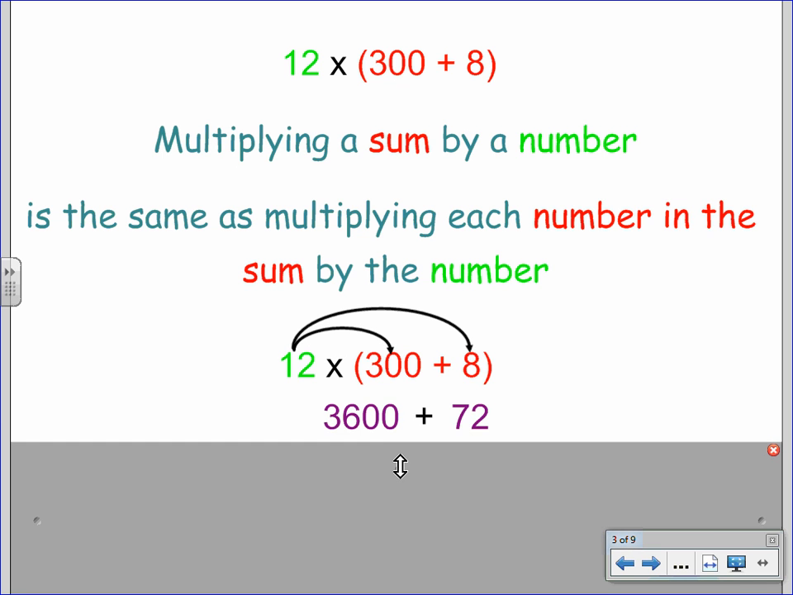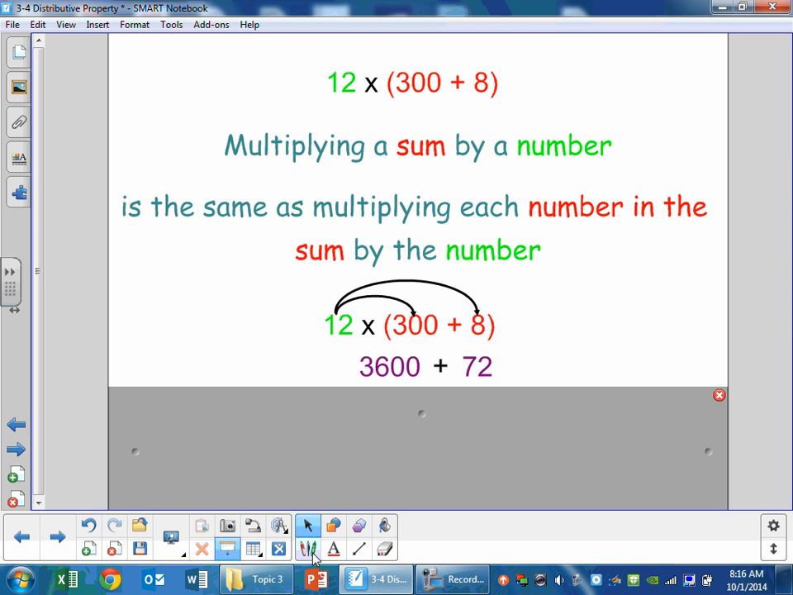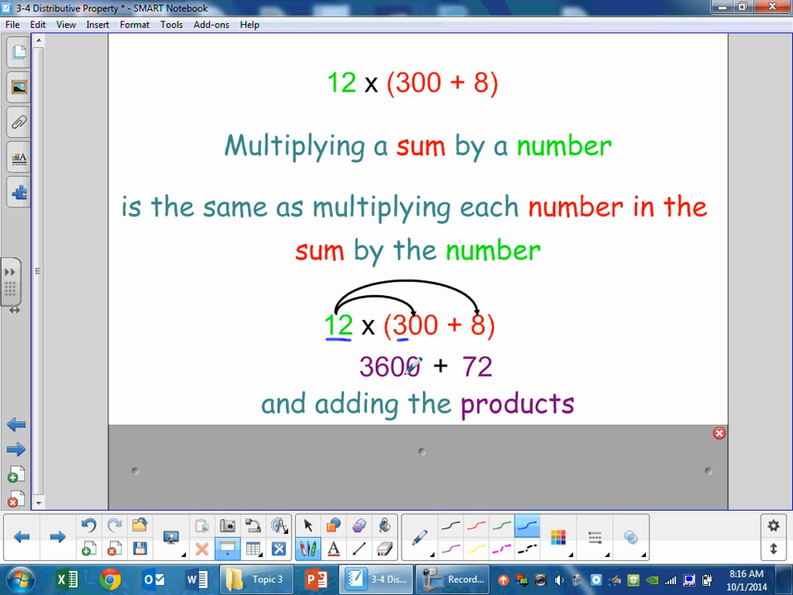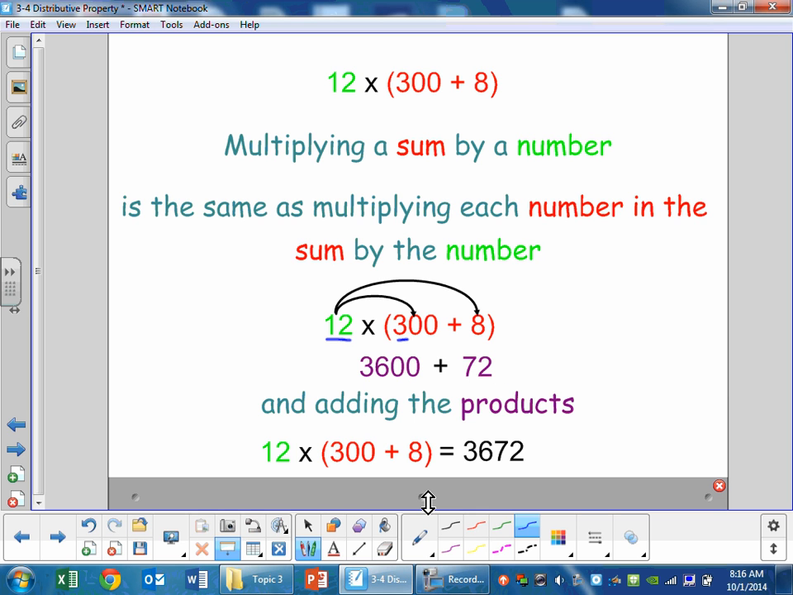All right, so we're going to do 12 times 300, and I'm going to go back to this screen, and this is where you use your knowledge of basic facts. So 12 times 3 is 36, and then I count my zeros in the factors, so I have 3600. And 12 times 8, I distribute this 12 to both numbers in the sum. 12 times 8 is 72. Then you add the products. So here's one product, here's another. I get 3,672. Okay, so multiplying this all out is the same as distributing the 12 to each number in the sum.